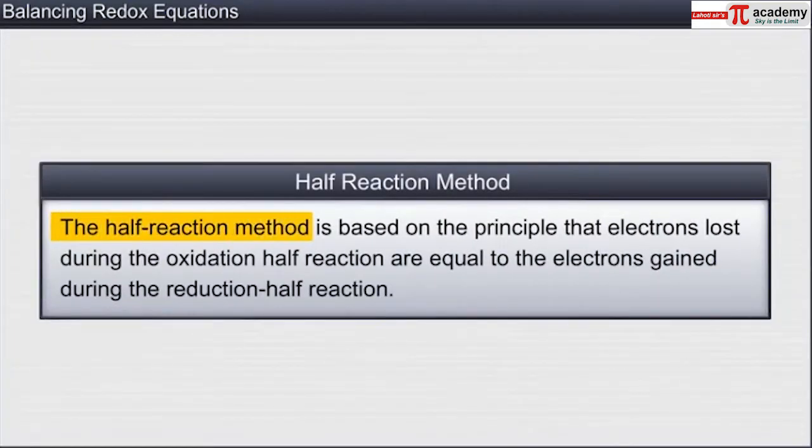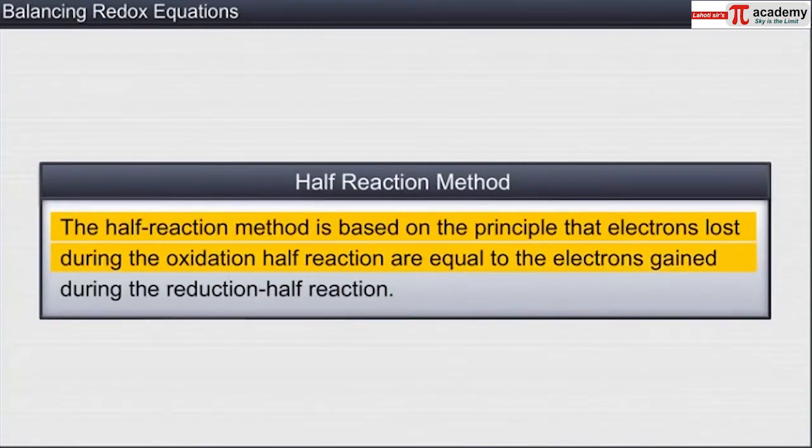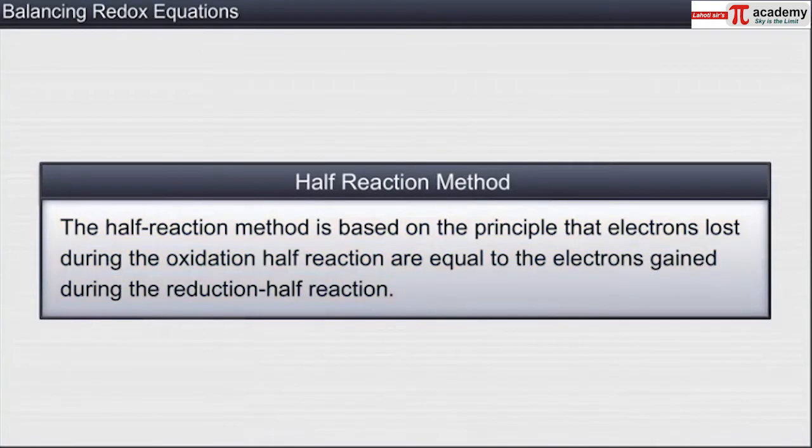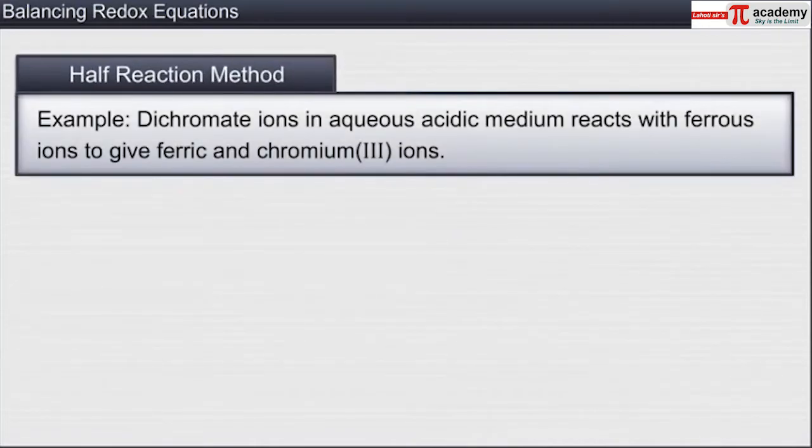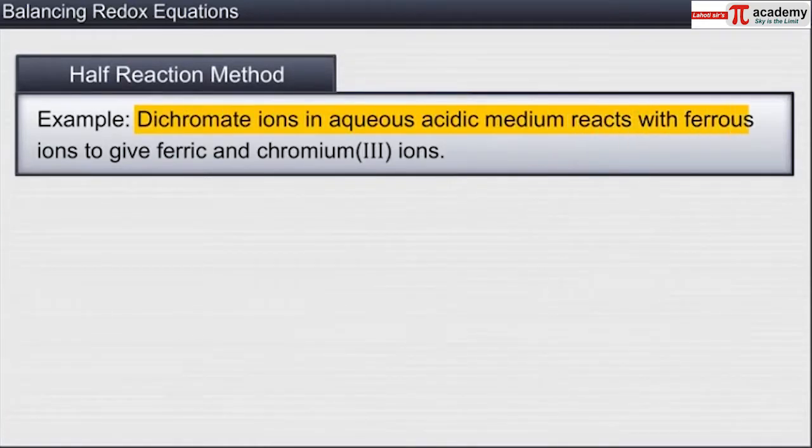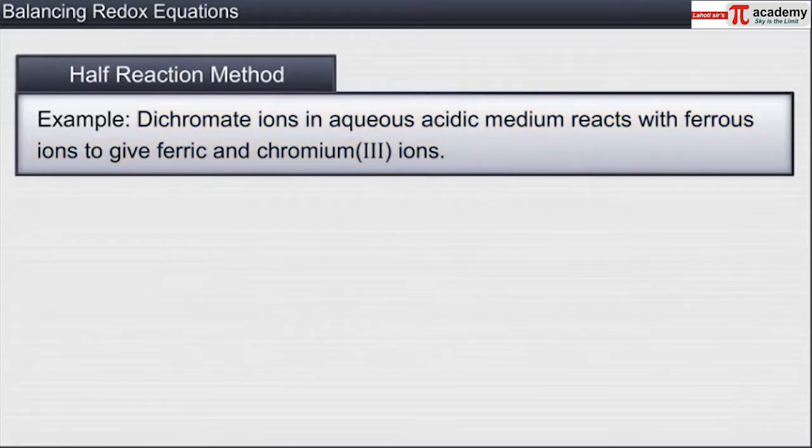The half reaction method is based on the principle that electrons lost during the oxidation half reaction are equal to the electrons gained during the reduction half reaction. Let's look at an example. In this reaction, dichromate ions in aqueous acidic medium react with ferrous ions to give ferric and chromium-3 ions. Let's look at the steps involved.